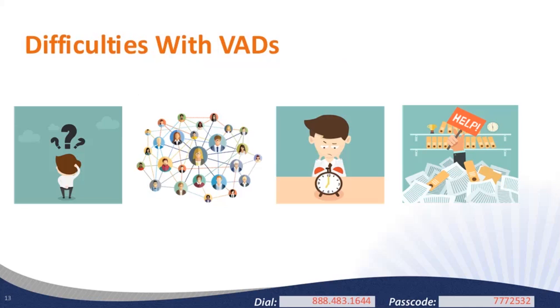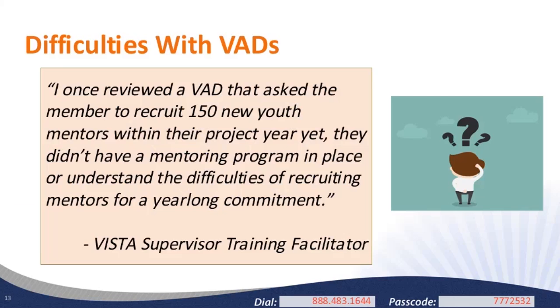So we came up with 4 common difficulties that we'll outline today, and those include VAD language that is unclear or unrealistic, difficulties coordinating among sites for multi-site projects, incorrect placeholder VADs get uploaded into the e-grant system, and then finally the supervisor who inherits a VAD when they come on. So to kick us off, Jessica's going to share our first difficulty along with some tips on how to address it. Go ahead, Jessica.